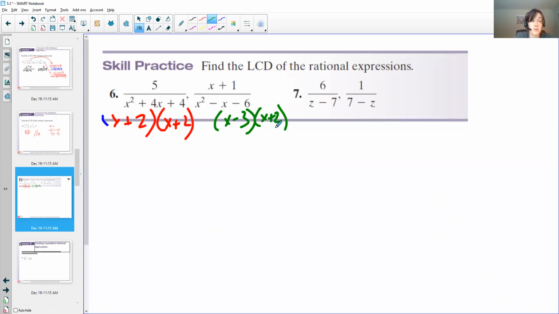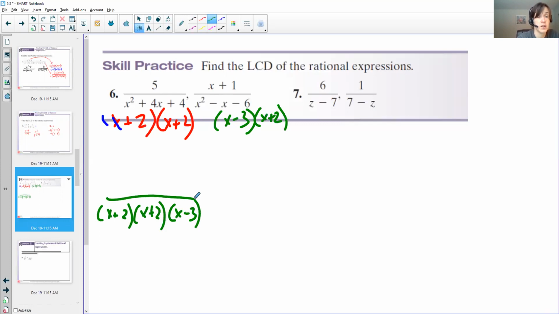So now look at your factors. I have an x plus 2, an x plus 2 here. Over here I have an x minus 3 and an x plus 2. So what do I need? I need the most of each factor, and everything has to be represented. So I need two x plus 2's, and then I need x minus 3.